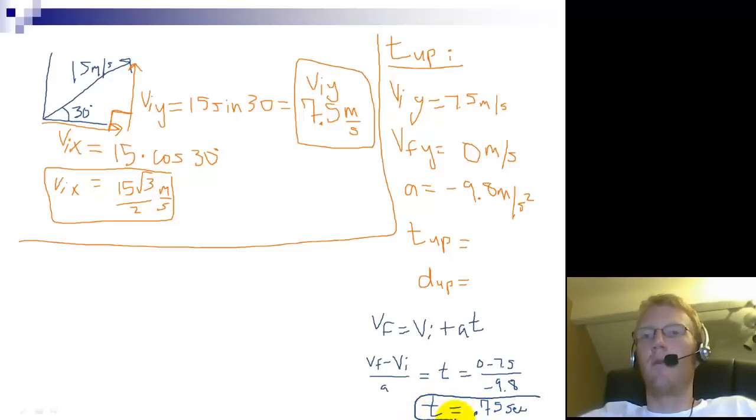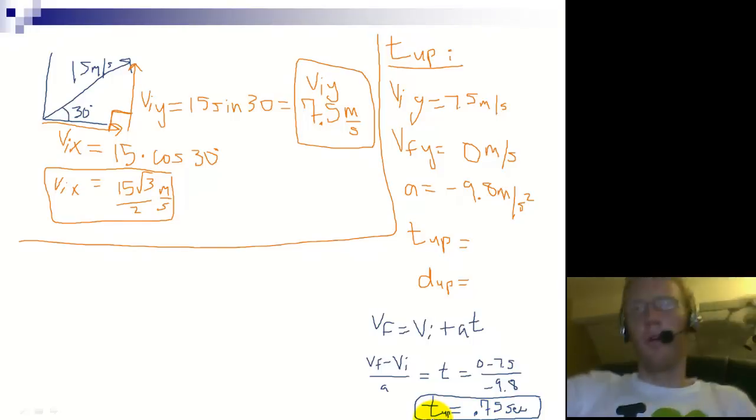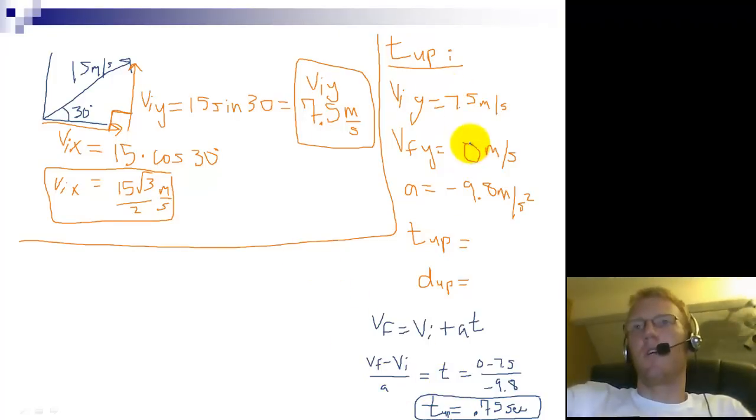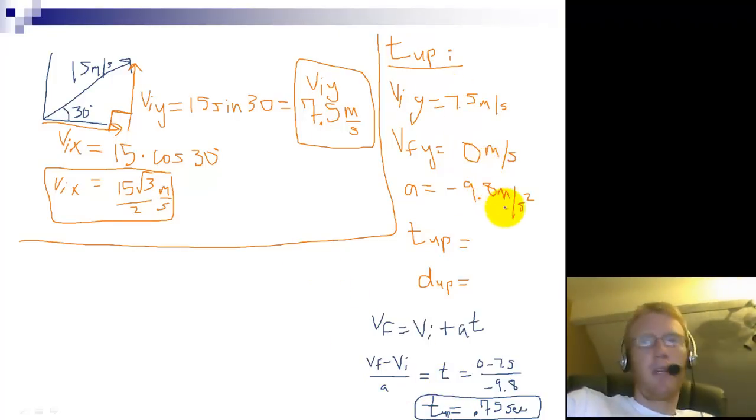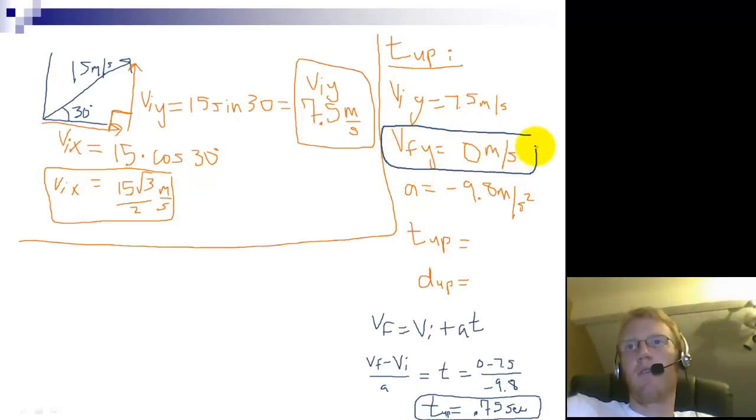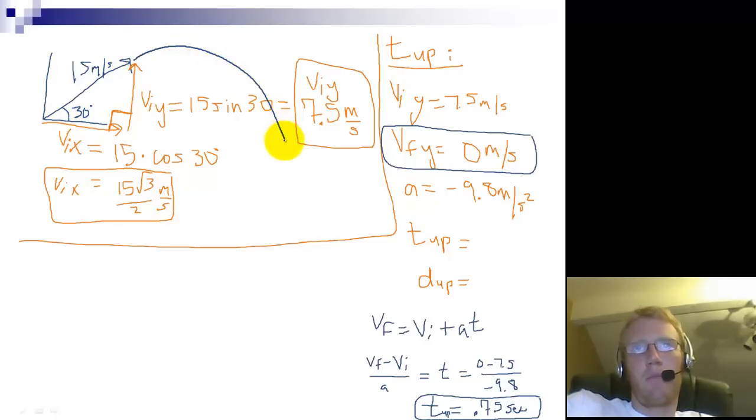And that's not the total time, that's just the time up. So maybe I'll put a little subscript right here. This is really important. The time that you find when you use this equation is only the time it takes to get to the top. The way we can tell that easily is because we used the final velocity of 0, which is the velocity at the top. So if you imagine, he's going to go up and come back down. Right here the velocity is 0, and the time is just the time to get up there.